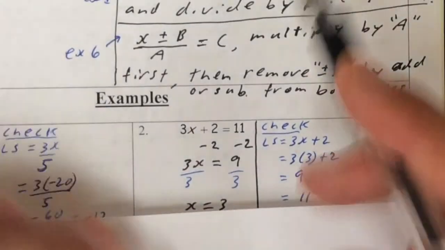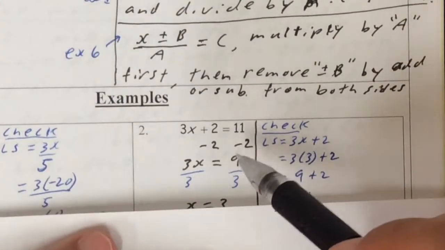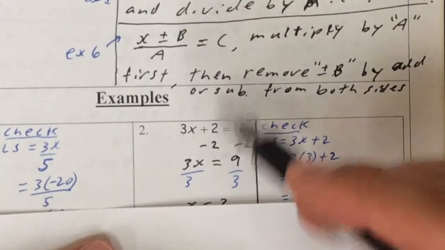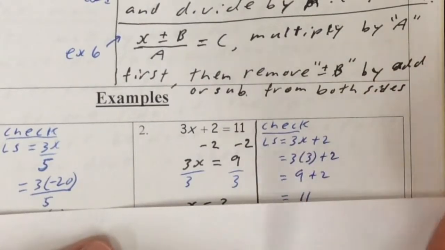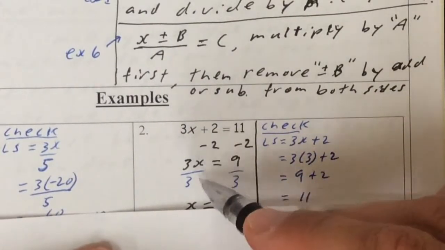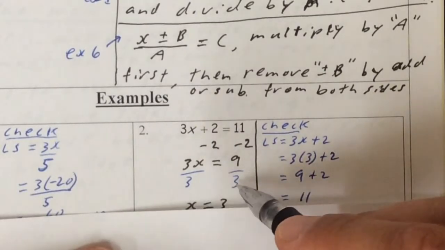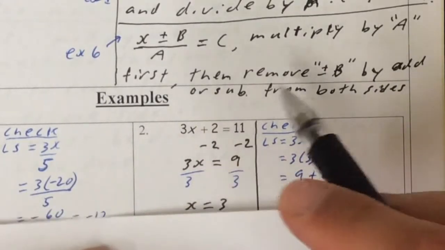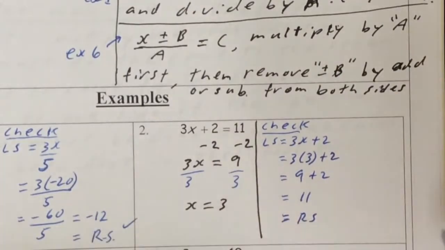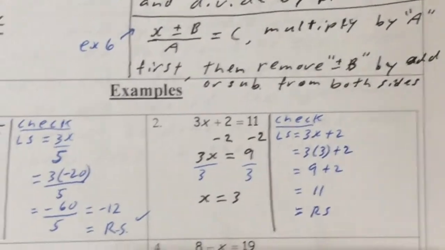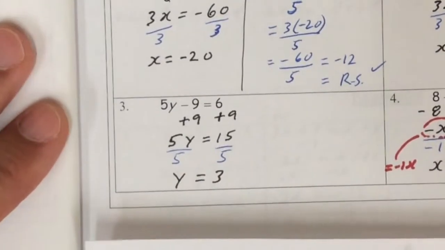Example 2: 3x plus 2 equals 11. Subtract 2 from both sides to get rid of the 2. Then you just have 3x equals 9. Divide by 3 on both sides to get rid of that 3, and you get x equals 3. And there's the check for that.